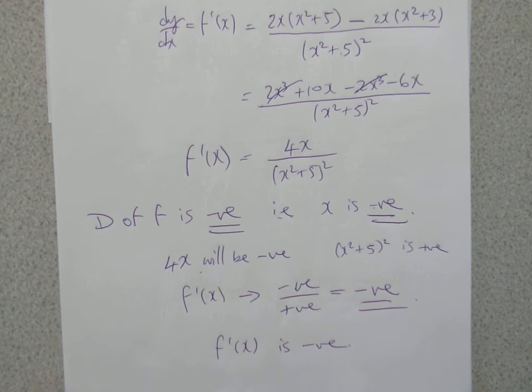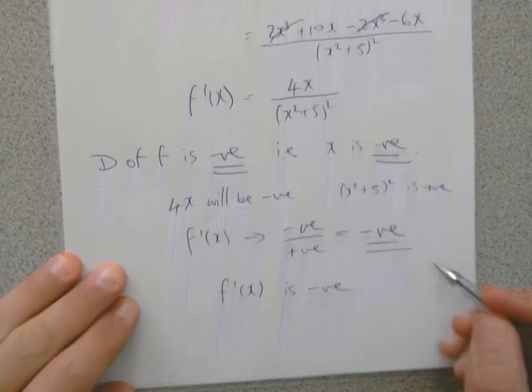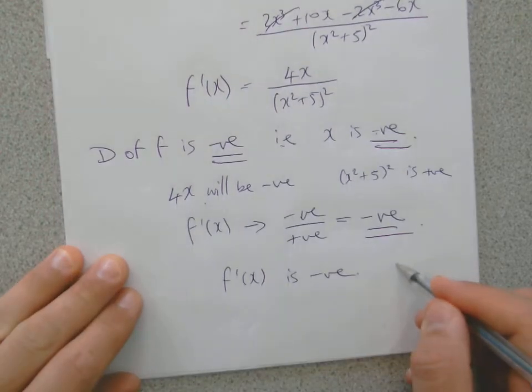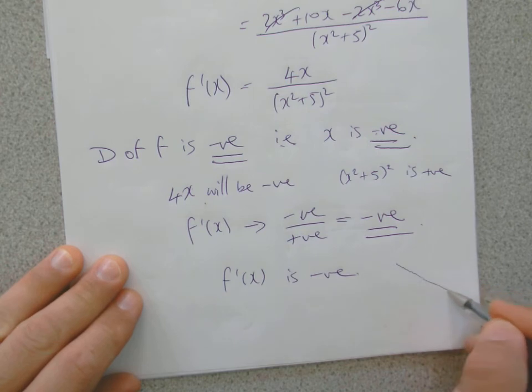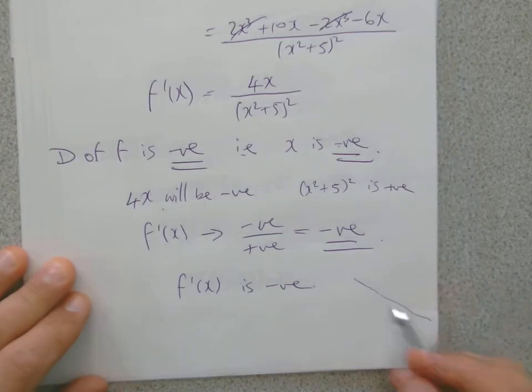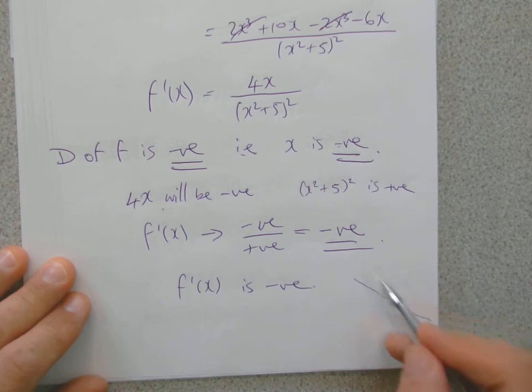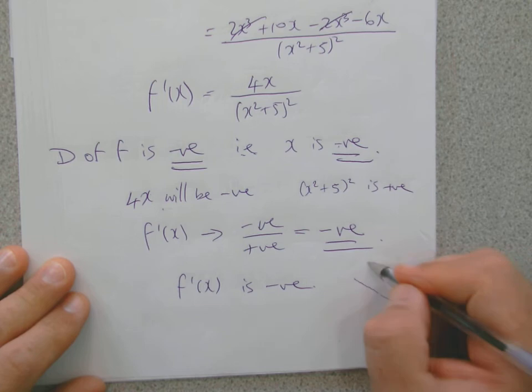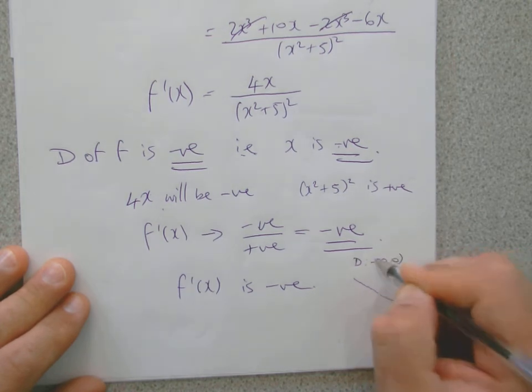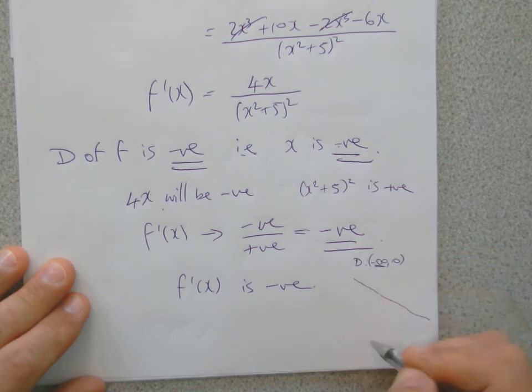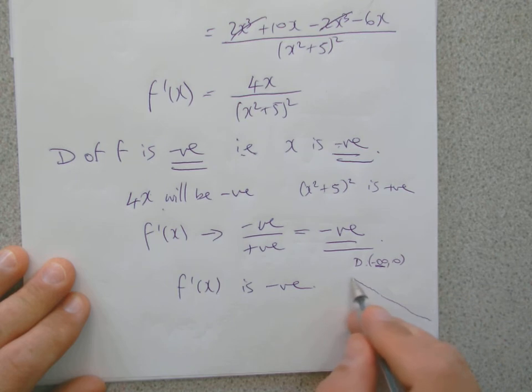So that's saying that the gradient of this graph is negative. The gradient's always negative, and if the gradient's always negative, the curve is going to be sloping downwards. I don't know what it looks like, but it's always going to be sloping downwards. And what that means is, if it's always sloping downwards, it never rises at all. When it comes to the domain, which is minus infinity to 0, the lowest value in the domain here, right at the end of minus infinity, will actually give you the highest value in the range.